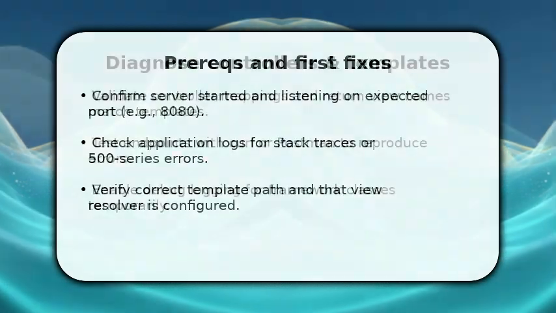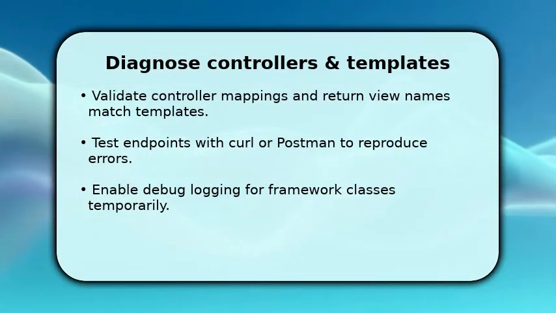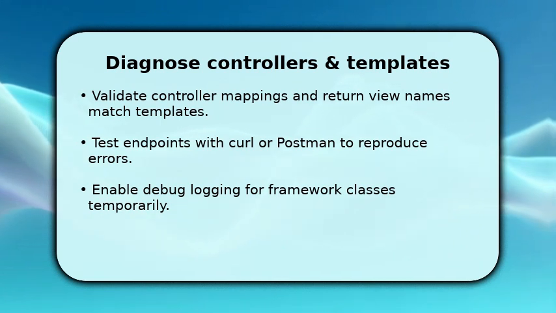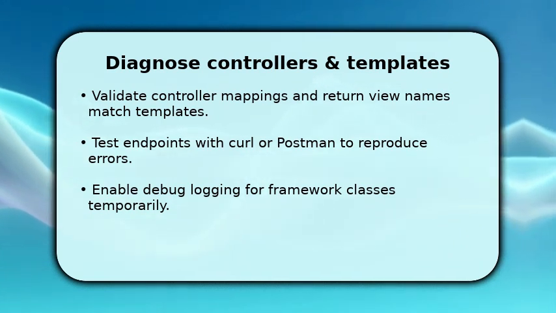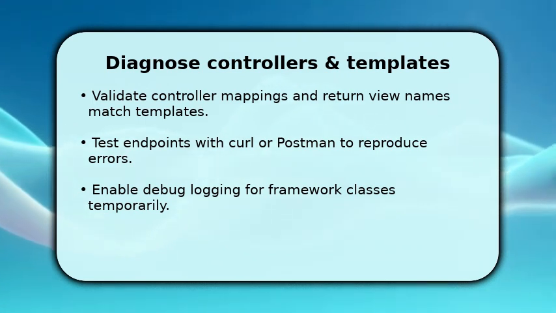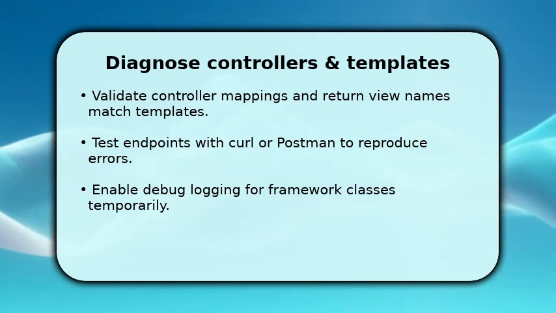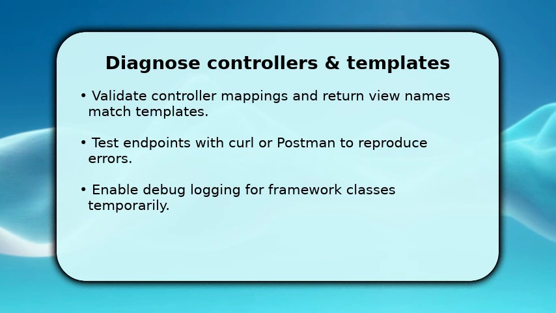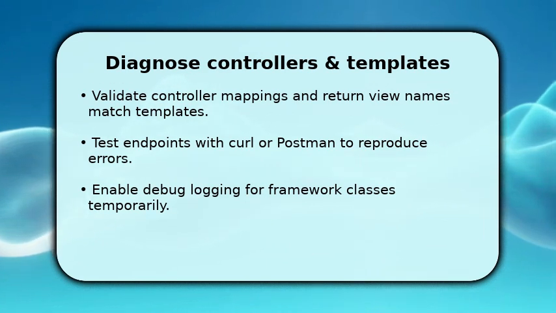Call the endpoint with curl or Postman to capture status codes and response headers so you're not guessing. Once you reproduce it, inspect controller methods for exceptions, null returns, or wrong view name strings. Missing @Controller or @RequestMapping misalignment is common. Turn on debug level logging for the MVC and template packages to see resolver decisions.